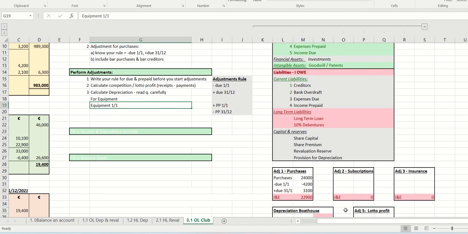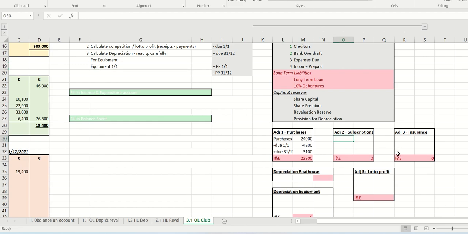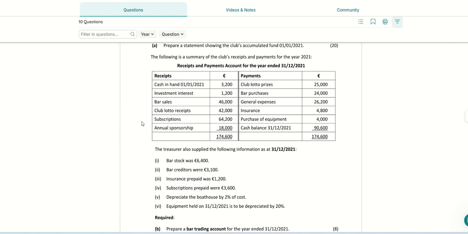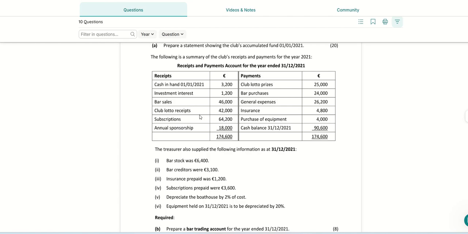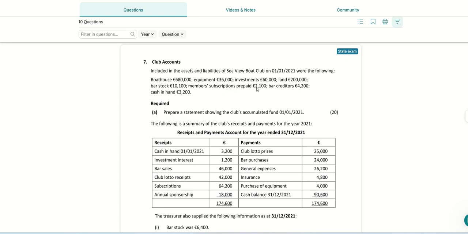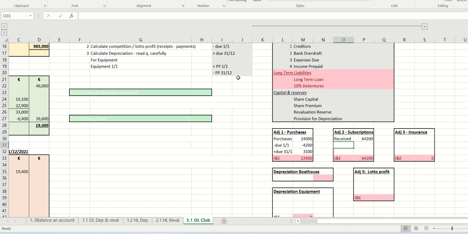So you'll have a little section for workings. Mine is over here, and we're going to do our little adjustments. So subscriptions, you go into receipts and payments and find the big number. So this is the subscriptions we received during the year. So we got 64,200 during the year. And then we're going to see, was there due or prepaid at the start? We've got subscriptions prepaid 2,100. So prepaid at the start over here in our rule is plus.